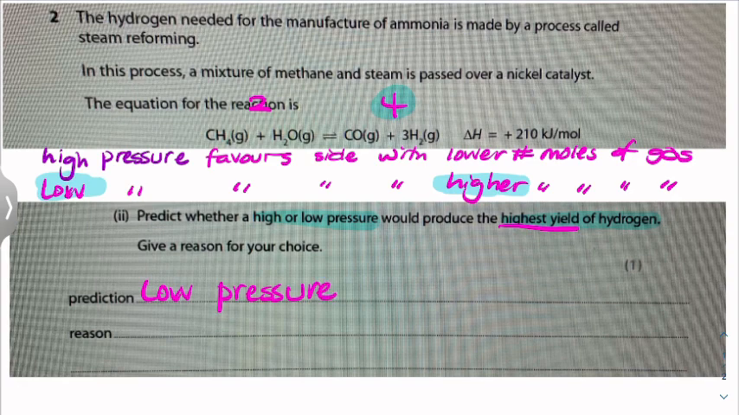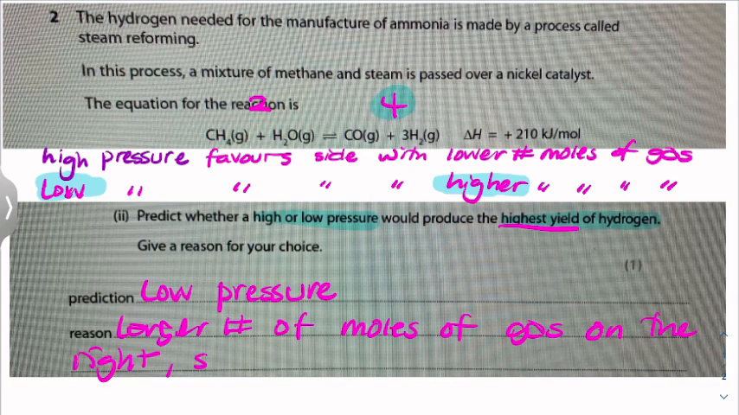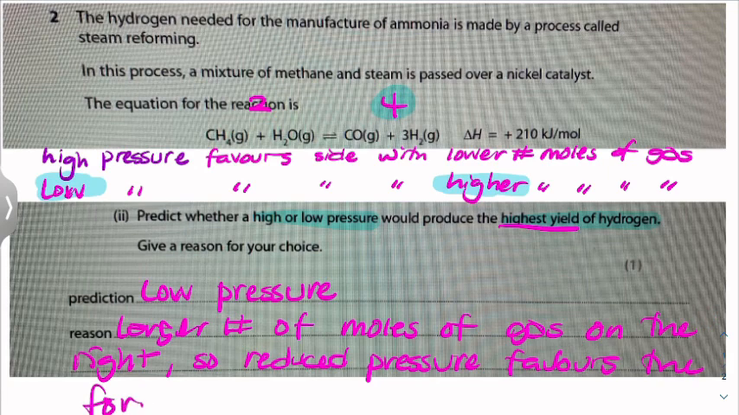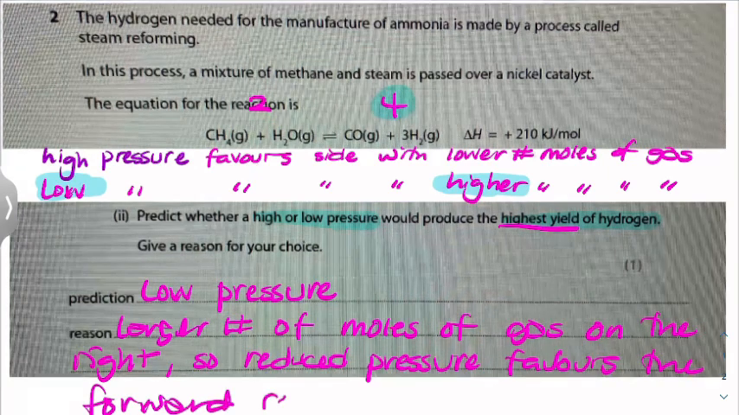And the reason is there's a larger number of moles of gas on the right. So reduced pressure favors the forward reaction.